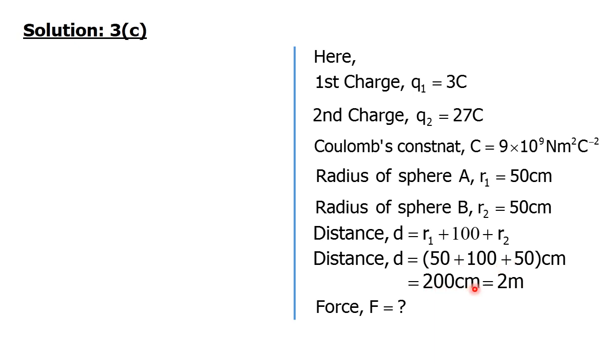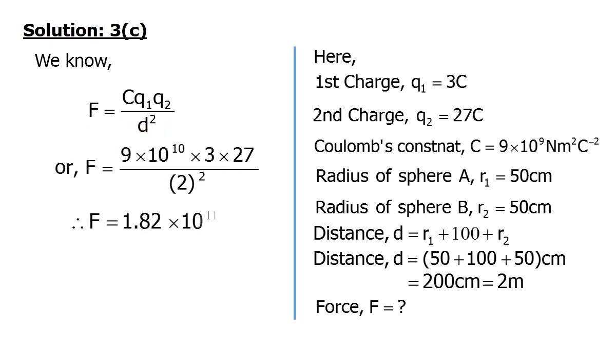If you want to convert centimeter unit to meter unit, then we have to divide by 100, and the result will be 2 meter. And we have to calculate the existing force between the two charges A and B, and we know the Coulomb force F equal to C Q1 Q2 divided by d square. After calculation, we will get the result of Coulomb force F equal to 1.82 into 10 to the power 11 Newton. That is the answer.